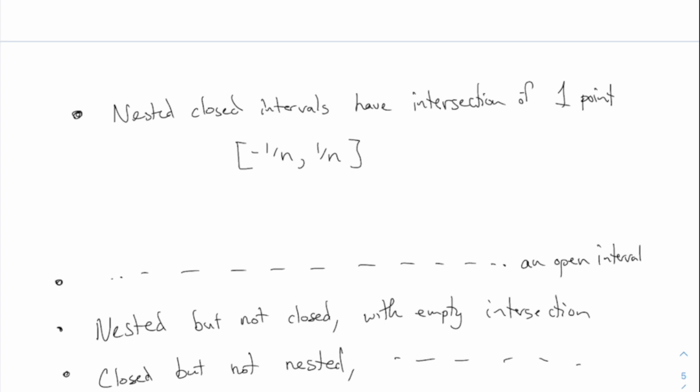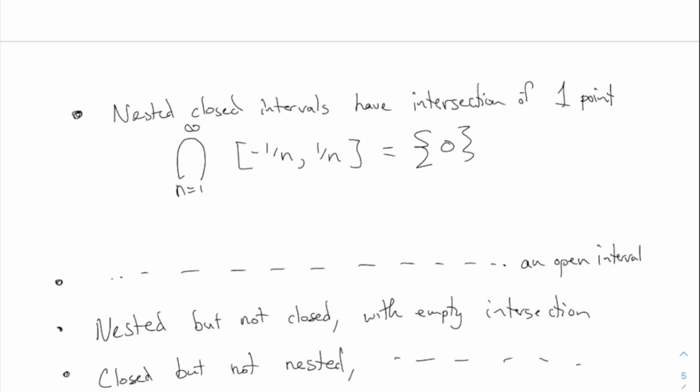Negative 1 over n to 1 over n, so it starts off like minus 1 to 1, this is the first one, and then minus a half to plus a half, and then minus a third to plus a third. These shrink down, eventually shrinking all the way down. The only number which is in all of them is 0, right? So the intersection here, n equals 1 to infinity, if you want to write this technically correctly, would be that. It is the set containing only 0.